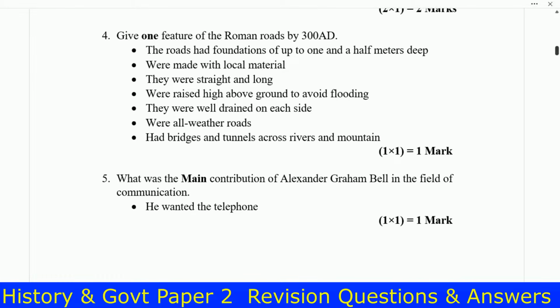Give one feature of Roman roads by 300 AD. The roads had foundations of up to 1.5 meters deep. Number 2, were made with local materials. Number 3, were straight and long. Next, were raised high above ground to avoid flooding. Next, they were well drained on each side. Next, were all weather roads. Next, had bridges and tunnels across rivers and mountains.